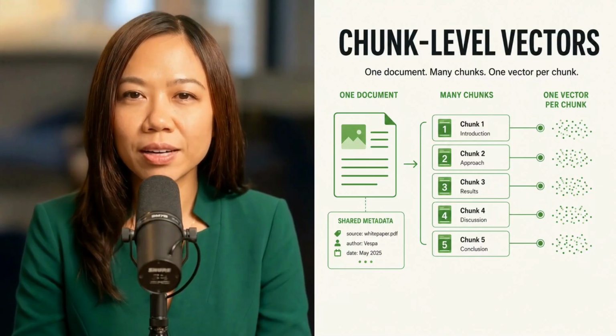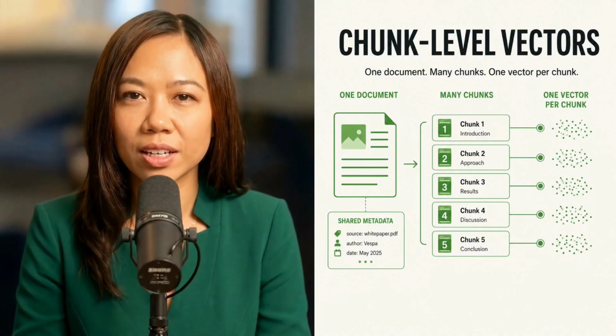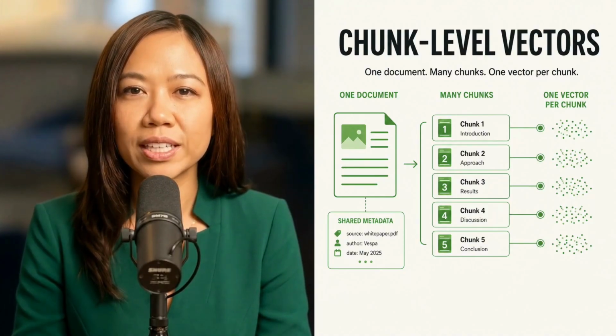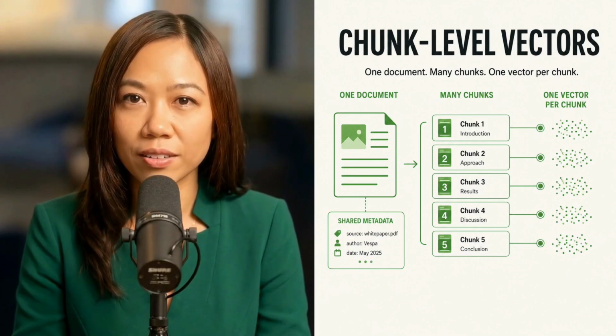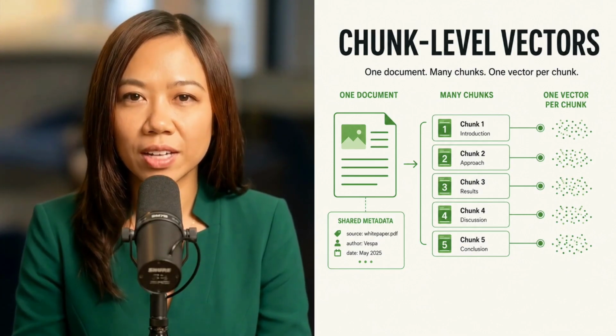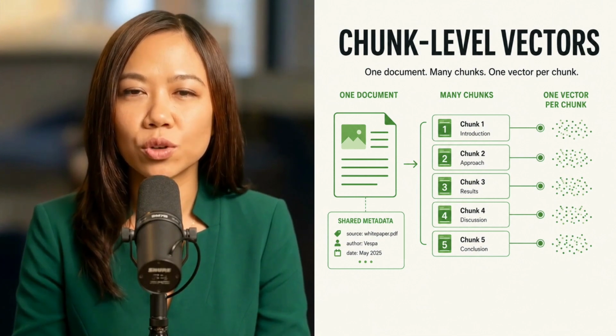This is the core chunking model we have been talking about. You start with one document, split it into chunks, and create one vector for each chunk. So the document is still one document, but it has many chunk vectors. That gives each section of the document its own retrieval signal while keeping the metadata and document structure clean.